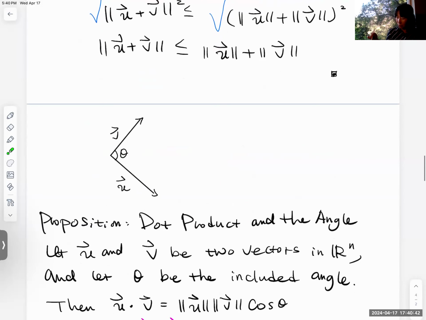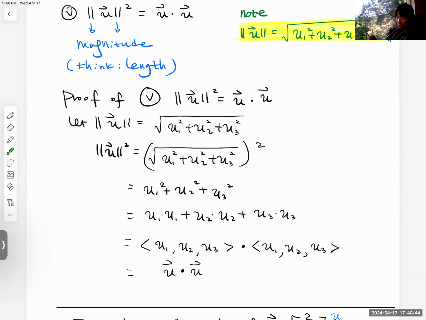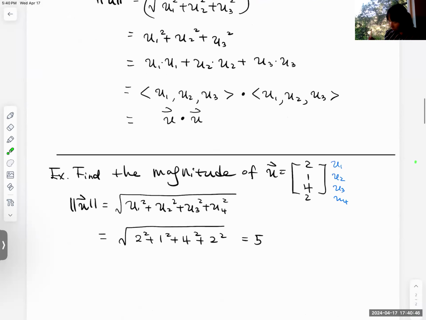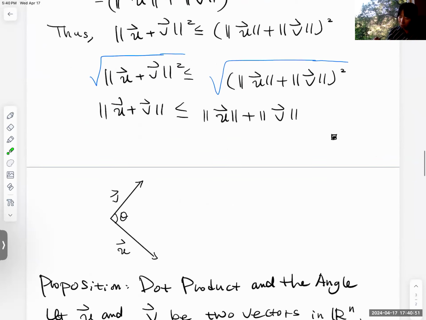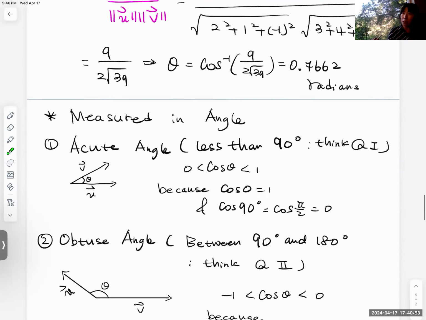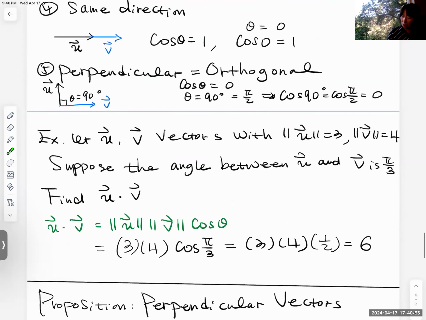Okay, let's move on. So vector projection.